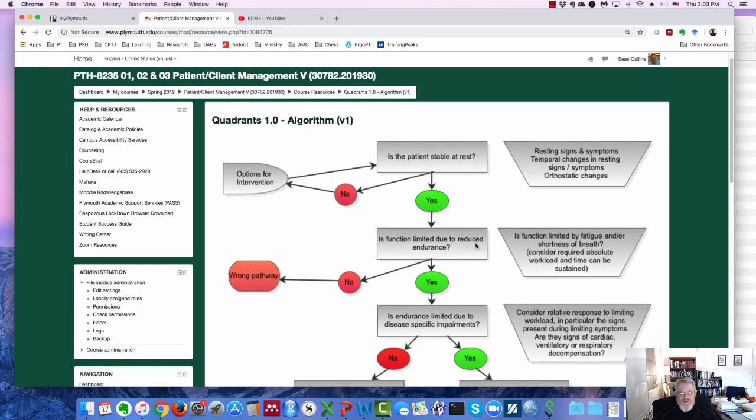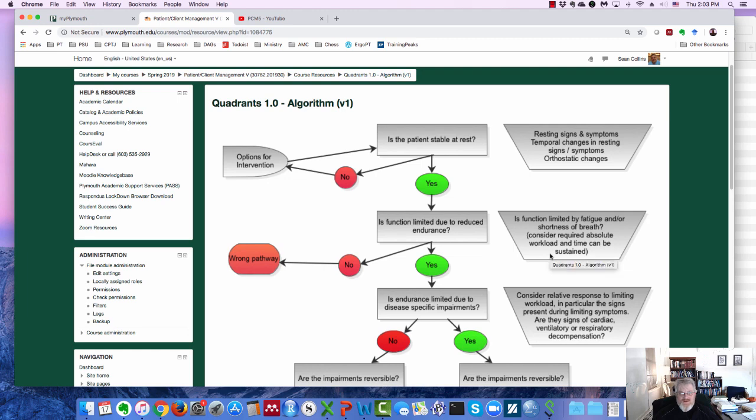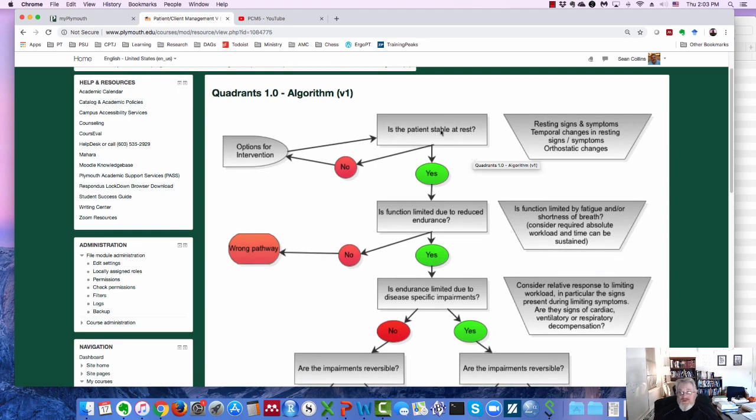Okay, so this is, I think, the original in the color. So is the patient stable at rest? And if they're not, then you need to consider what to do. When you're considering stability, you're looking at resting signs and symptoms, temporal changes in resting signs and symptoms, orthostatic changes potentially. That's just an example of a challenge. I could put up there exercise tolerance test. That would be another way to test stability, but probably not at rest. So yeah, don't use an exercise tolerance test to test stability at rest.